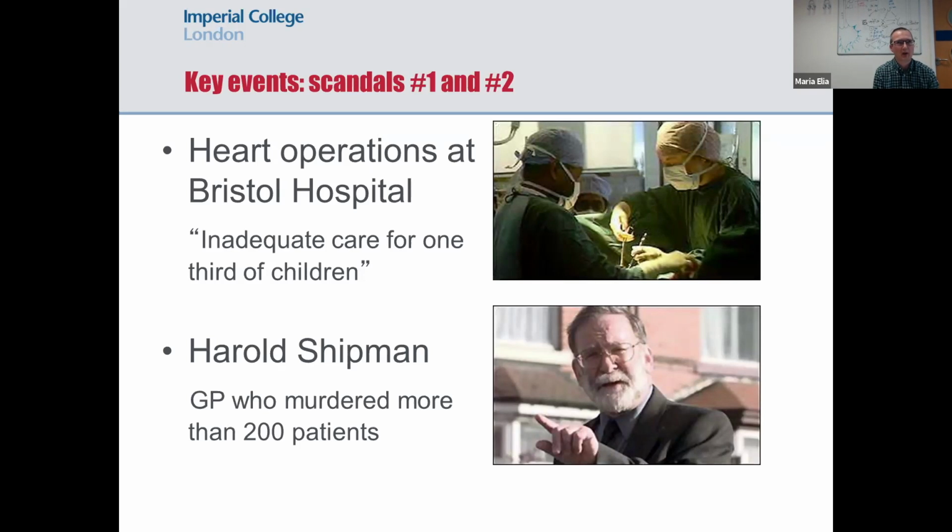The second one I'll tell you about is Harold Shipman, a legendary general practitioner, or primary care physician, who somehow or other decided to murder more than 200 of his patients. Which is also curious because he was a very popular doctor. He had a lovely bedside manner, all his patients loved him, and yet he murdered so many of them. Really interesting and grim story.